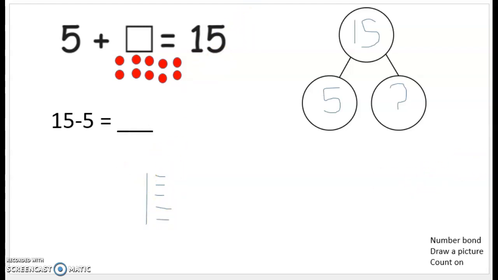Okay, so if I have 1 ten, 5 ones, and I'm subtracting 5, 1, 2, 3, 4, 5, that's all those ones going away. So I can cross them off. And we can see that I'm left with one group of 10. 15 minus 5 is 10. And what we've done is figured out the missing part, so that becomes part of our number bond now.